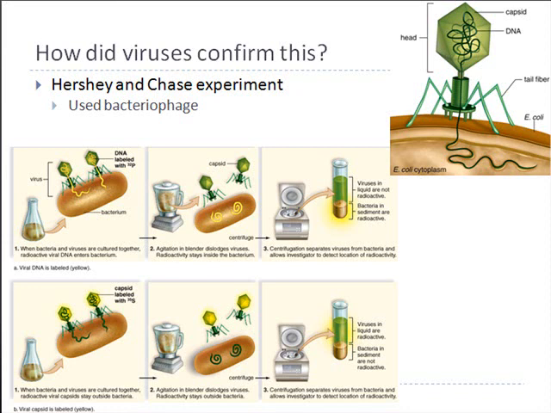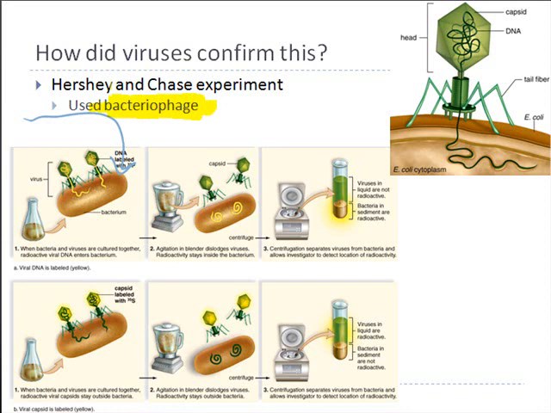Now at the time, Hershey and Chase didn't know that. In fact, scientists didn't know if it was the protein part of a virus that was the infectious part that caused damage to a host cell, or if it was the DNA part of a virus that caused damage to the host cell. So what they did is they took some bacteria, and they took a special type of virus that infects bacteria called a bacteriophage. Okay? Any virus that infects bacteria specifically is a bacteriophage.